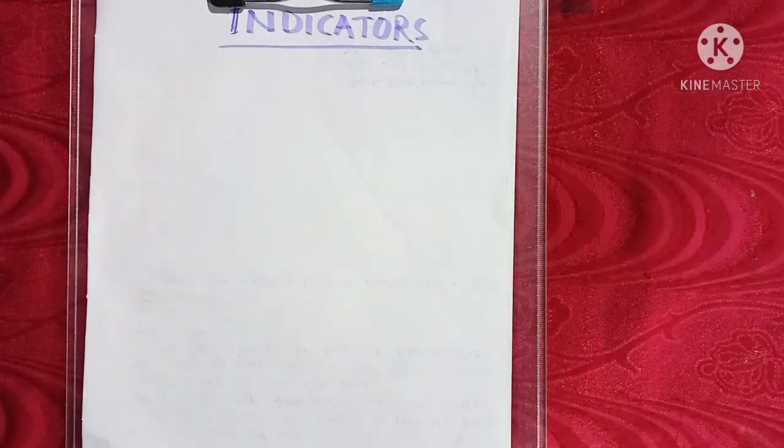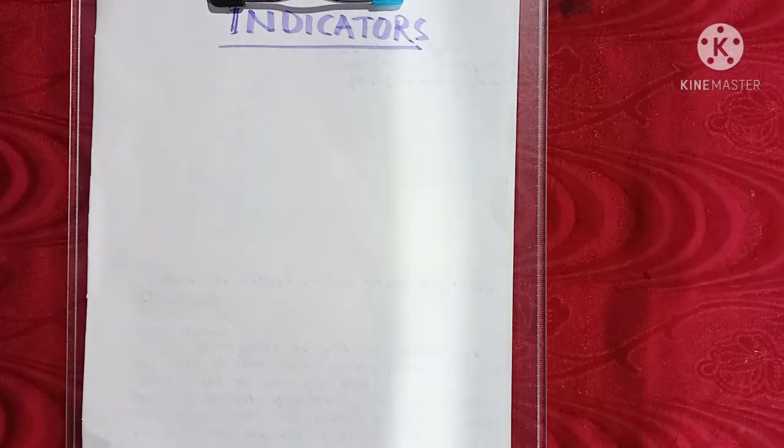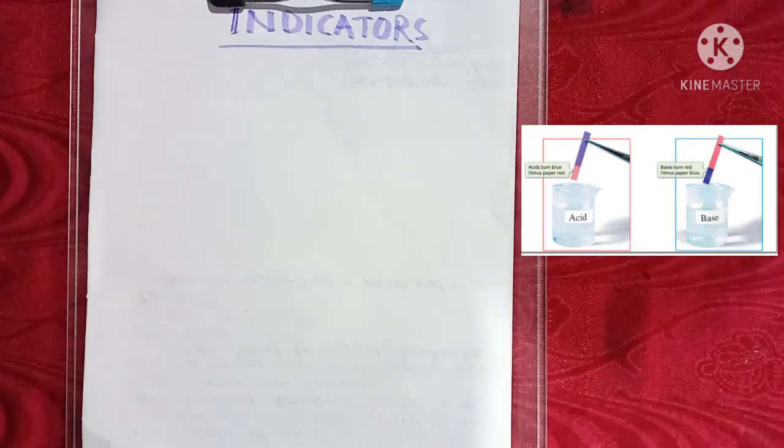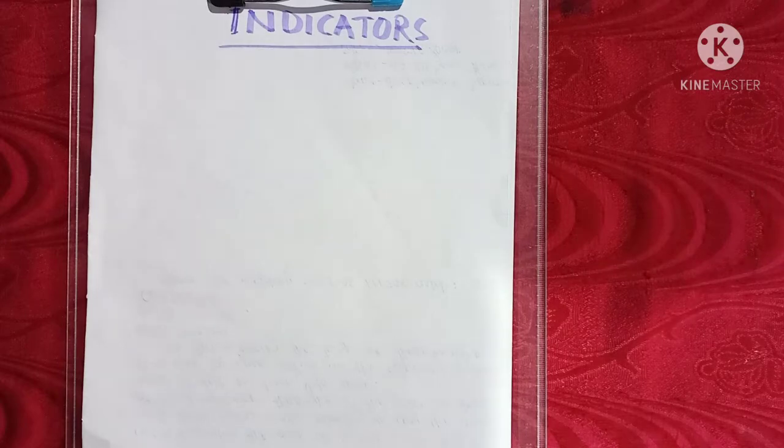Hello my dear students, I am N. Krishna. Today we shall learn about indicators. In my previous class, I have told you about litmus paper test. We have discussed that an acid turns blue litmus red and a base turns red litmus blue. The litmus paper used here is nothing but an indicator. Then what is an indicator? It may come to your mind, and what is the use of it?